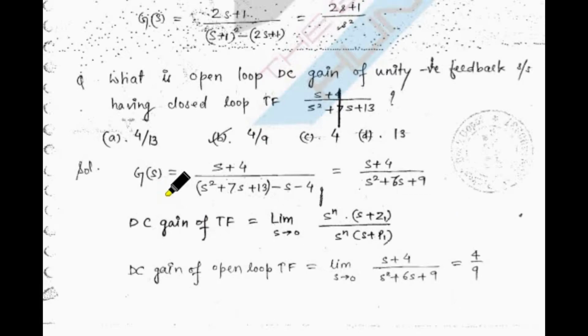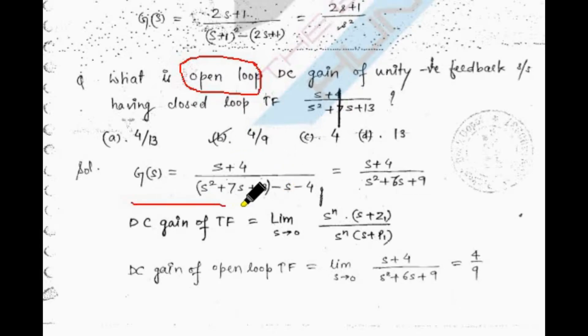For the answer, the first target is to obtain the open loop transfer function. In the previous example I told one short trick method and one theoretical method. I'm going to apply that one. You can apply either one, the long method or the short trick, that is your choice. Here I have applied the short trick method.